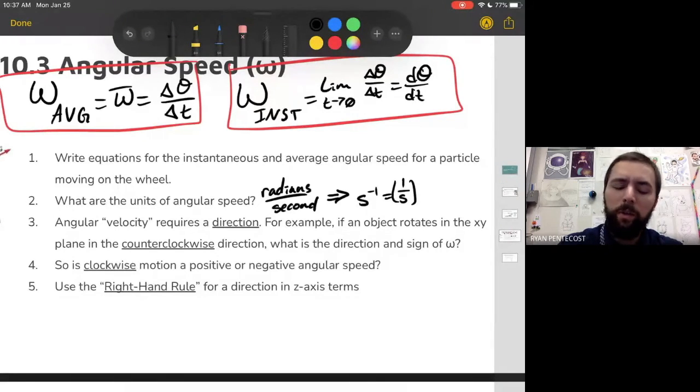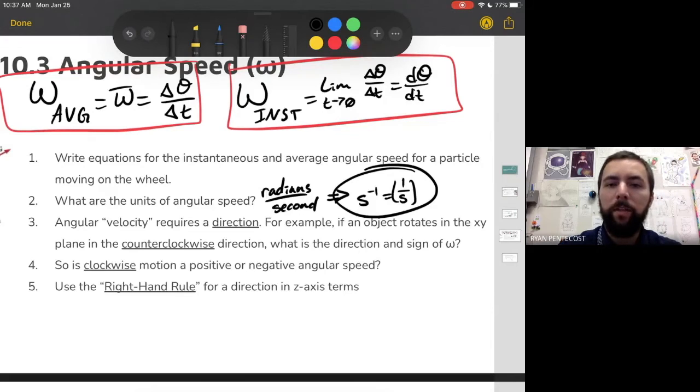It's just understood that it's radians. That also helps you remember that this is not meters per second, right? This is not linear. It is angular. So you would say inverse seconds. And that's because, like I said, radians are dimensionless. They don't fit in dimensional analysis. So we kind of ignore them when we talk about speeds, velocities, and accelerations.